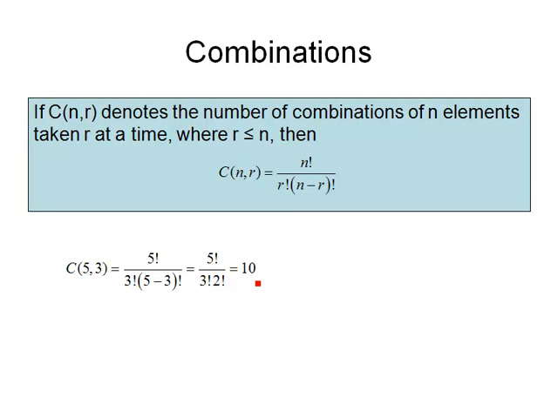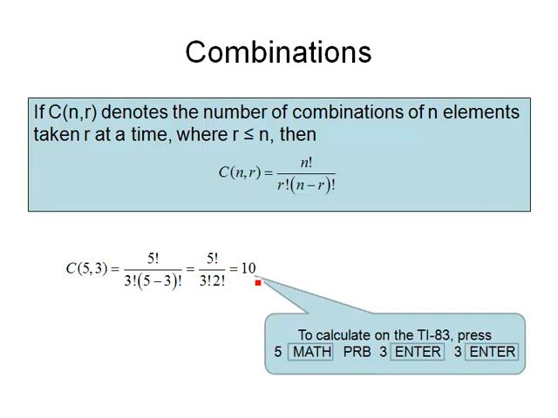Now your TI-83 calculator has a function built into it which will actually calculate this for you. To calculate on the TI-83, from your home screen you'd press 5, because that's the number of things you're choosing from. You'd hit the Math button, then use your arrow keys to navigate to PRB. Choose the third one. That'll say nCr. So nPr was permutations, nCr is combinations. Hit Enter. That will paste it back to your home screen. Then you'll put in 3, which is the r, and then press Enter again to actually do that calculation.